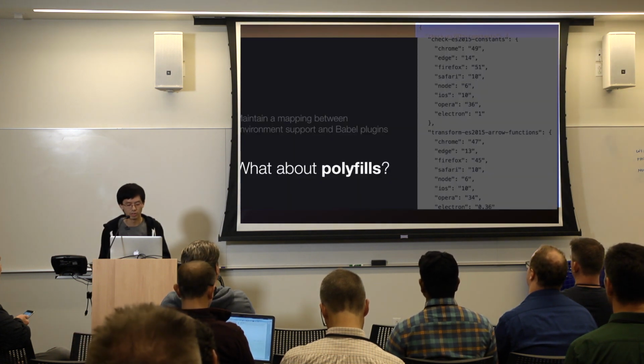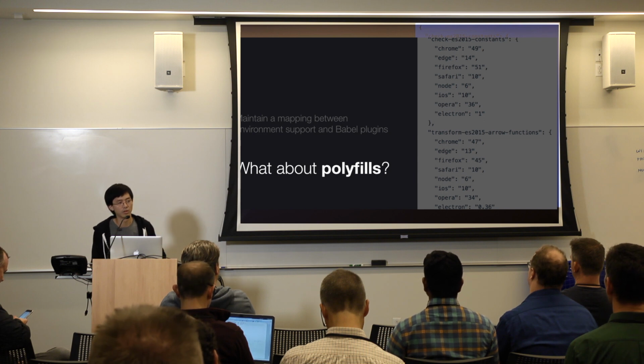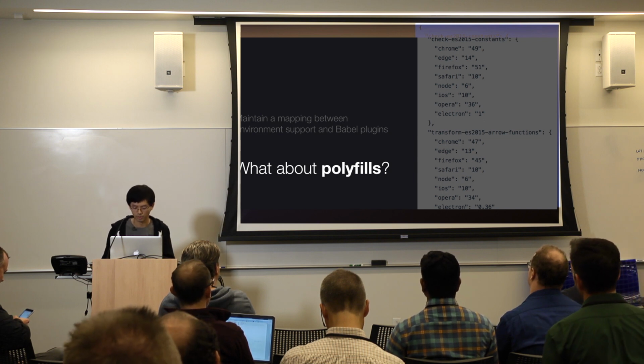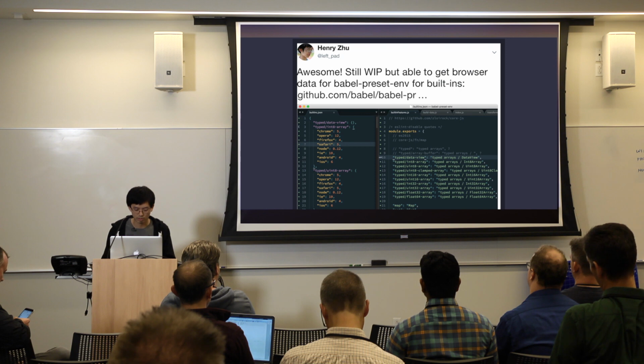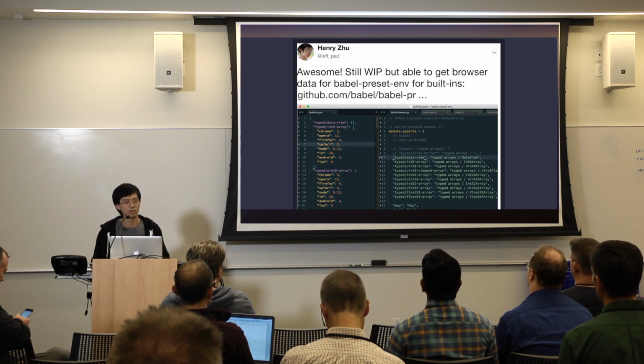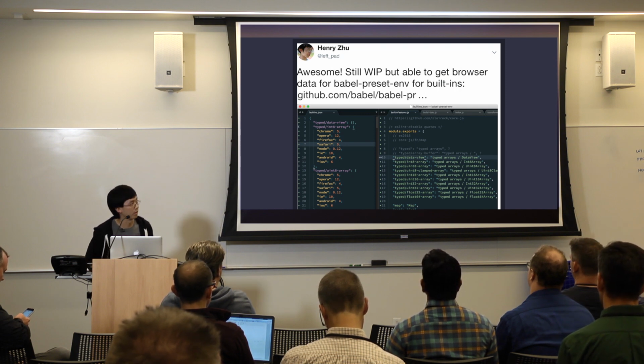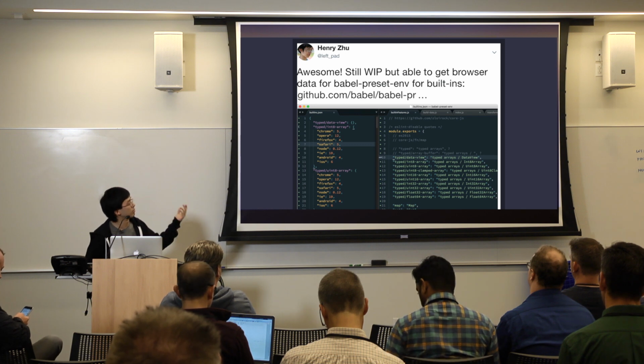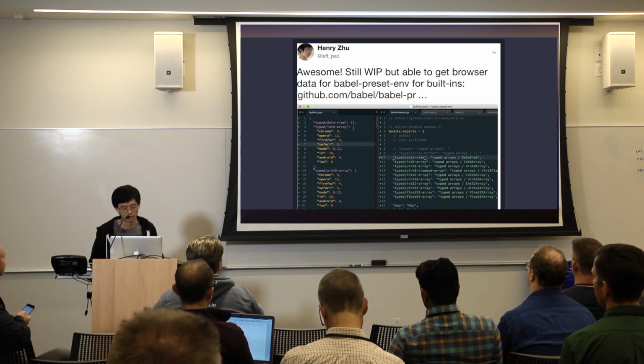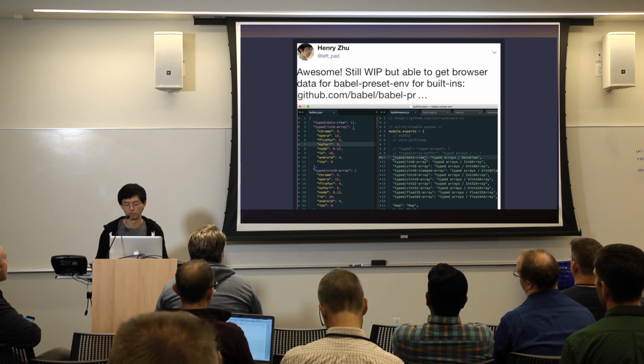So yeah, what do we do about polyfills? How do we map all the things to polyfills? So I made a work in progress. Basically, do the same exact thing. You take every single polyfillable thing, Uint8Array and Promise and all these things, and you map them to what browsers support what.